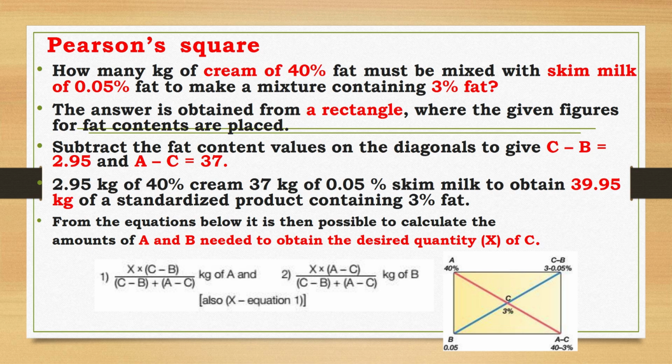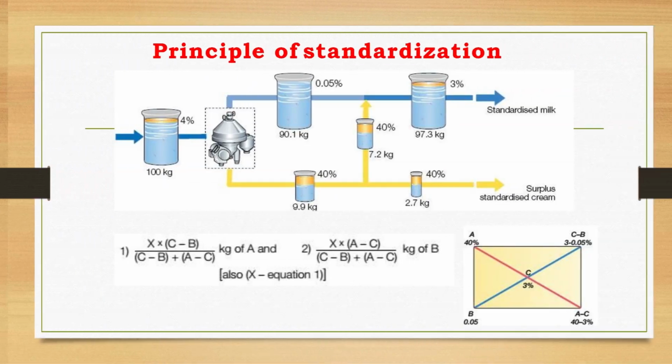The formulas below allow you to calculate the amounts needed for any desired quantity. Equation 1 gives you the kilograms of ingredient A and equation 2 gives you the kilograms of ingredient B. A diagram illustrates this principle of standardization.